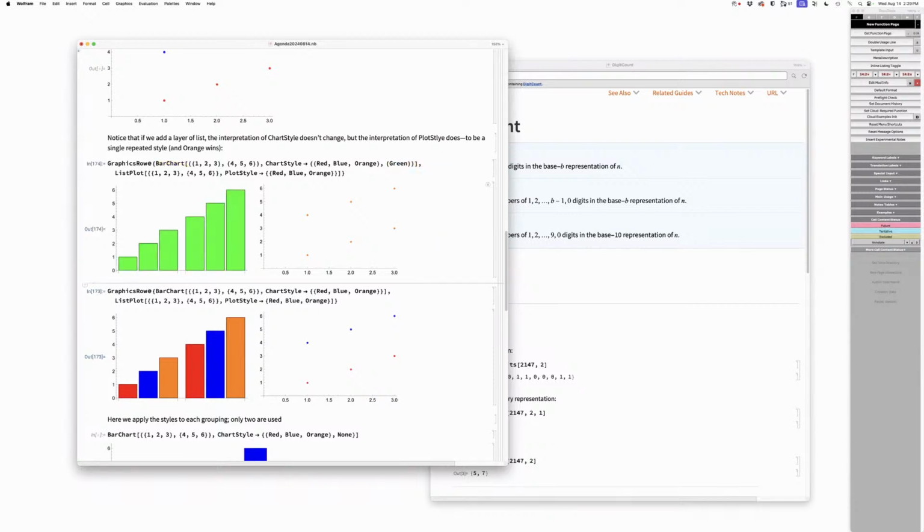I don't understand that at all. Well, then go down to the last couple of examples. Okay, but Brett, can you explain to me why that did what it did? Because in chart style, when you have multiple lists, you have a group level, then you have the individual points.